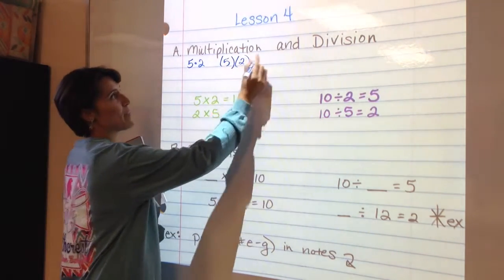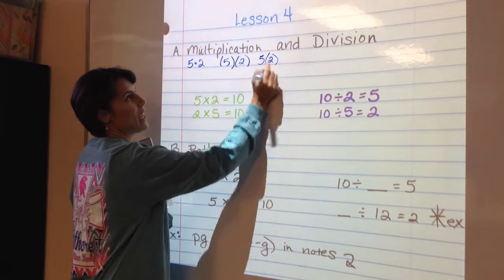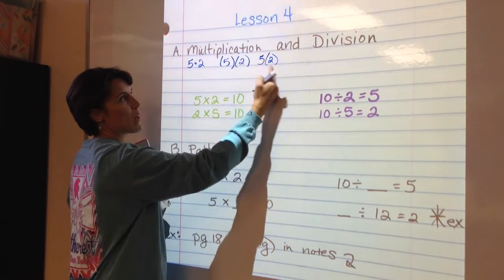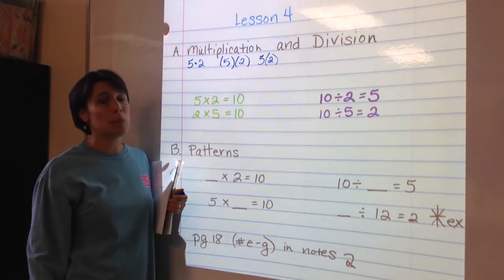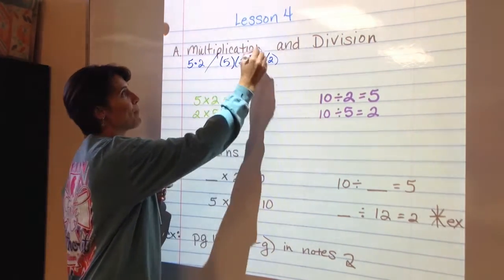Even without that symbol, you could have the 5 outside the parenthesis and what you want to multiply by inside the parenthesis. So I'm going to multiply 5 times whatever's inside here, 2. A number beside a parenthesis with no symbol in between also means to multiply. So, good review on that.